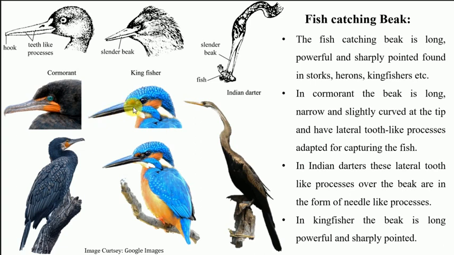Not only fishes, but they are also useful for capturing frogs, tadpoles, smaller mollusk organisms, and other aquatic animals. And for that purpose, they are provided with a beak which is of the type called the fish catching beak.